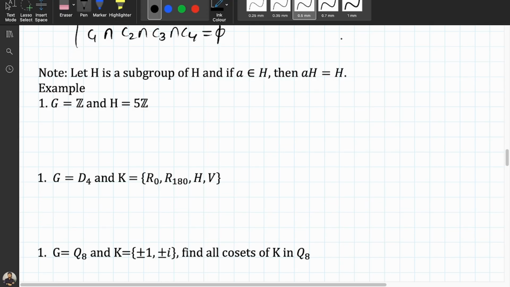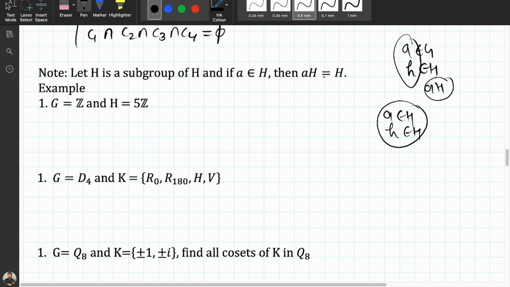From here it is saying that if you are taking A, now see from here what is the definition? A we are taking from the group and h we are taking from H, and we are multiplying these together. Then we are getting a coset. If I take a from H and h from H, this is going to be equal to H only. Now I will say how.